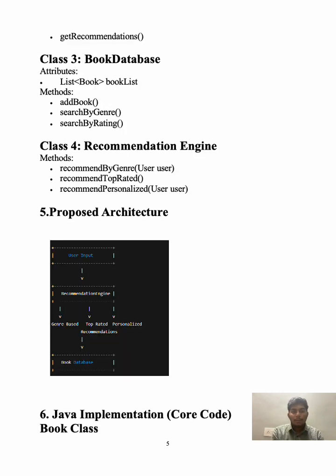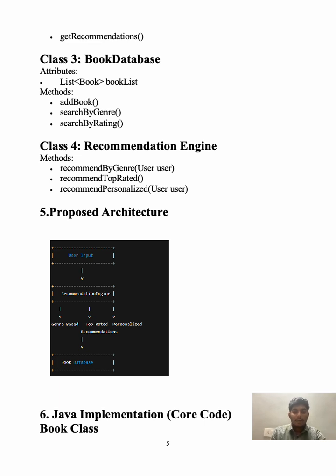Class 3: Book Database. Attributes are the book list. Methods are add book, search by genre and search by rating. Class 4: Recommendation Engine. Methods are recommend by genre, the first one is by user, and the second one is recommend top rated, and the third one is recommend personalized for the user. And the fifth one is the proposed architecture.